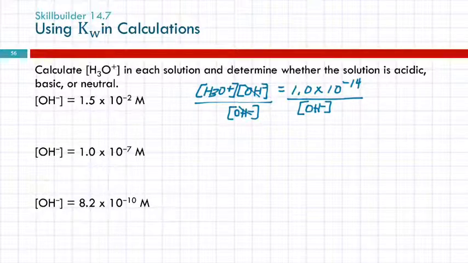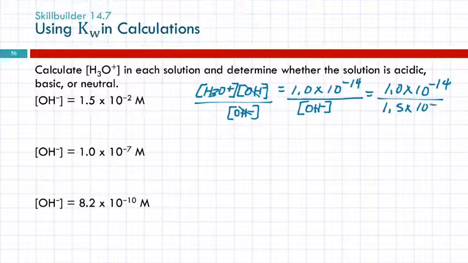So the hydronium ion concentration equals 1 times 10 to the minus 14 divided by the hydroxide ion concentration. Here it's 1.5 times 10 to the minus 2. So you need scientific notation to do these. 1 EE negative 14 divided by 1.5 EE negative 2 would be, with 2 sig figs, 6.7 times 10 to the minus 13. And that's a concentration, so we're going to slap the unit molarity on it.